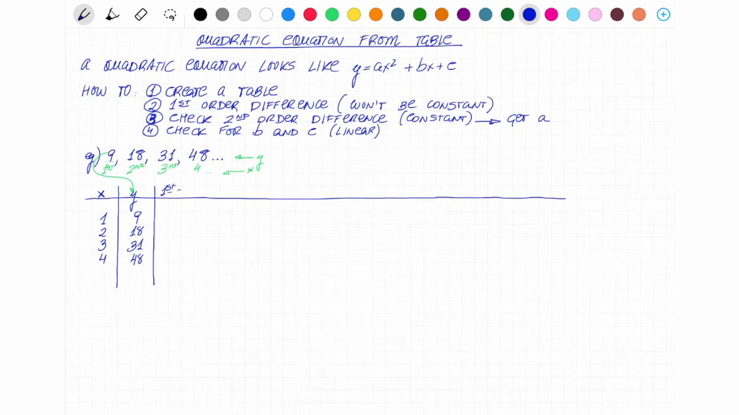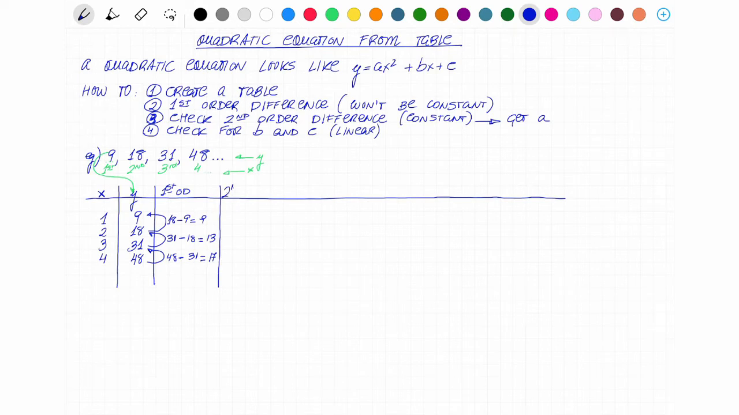And when I check the first order difference, exactly the same as with a linear, we would do 18 minus 9, that would give us a 9. Then we would come here, we would do 31 minus 18, that gives us a 13. That's a problem because it's not a constant. And when we do 48 minus 31, that gives us a 17. So that's a problem. It's not a linear.